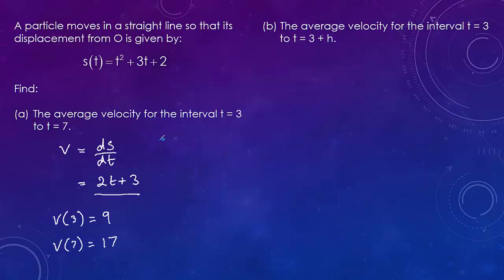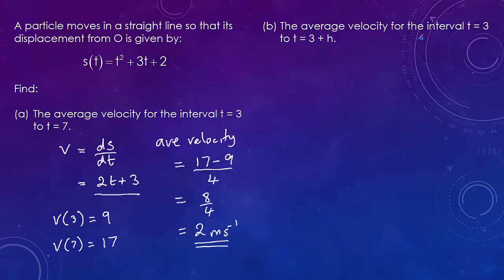So the average velocity in this period is going to be the change in velocity divided by the time, which in this case is 4 seconds. So that's 8 over 4, which is 2 of whatever units we have. Very often it's meters per second, so I'll use meters per second.